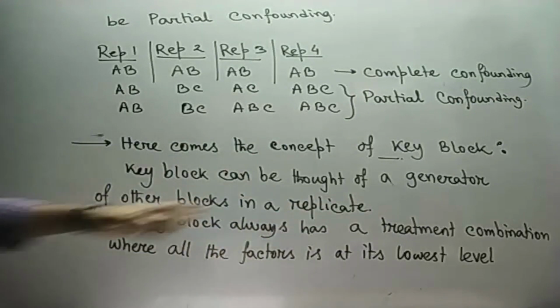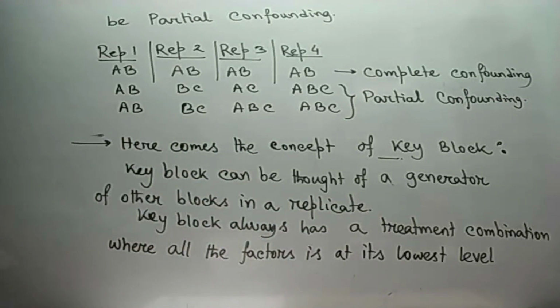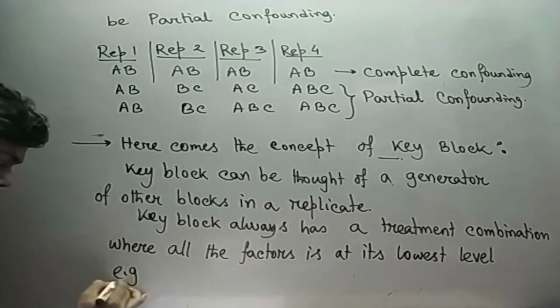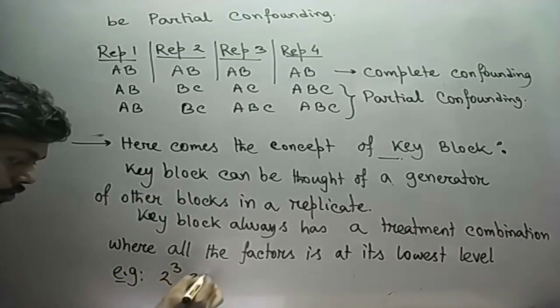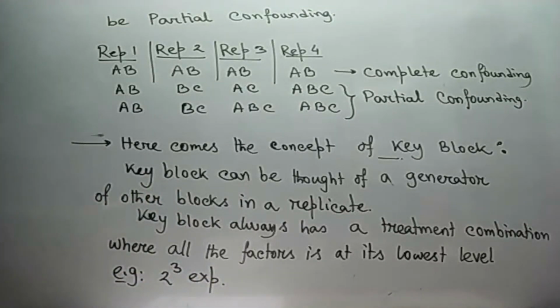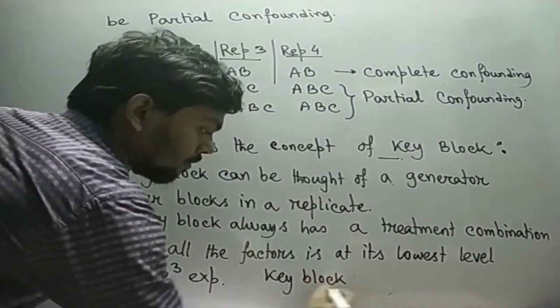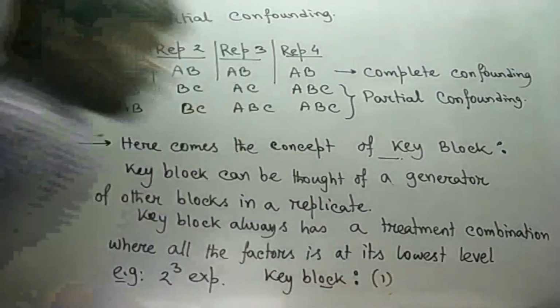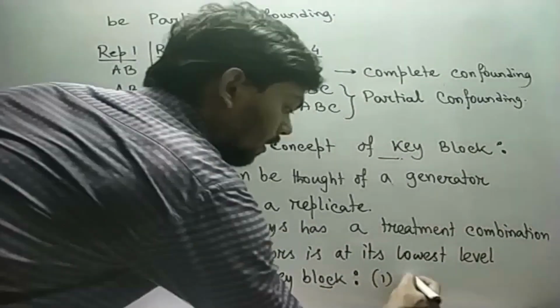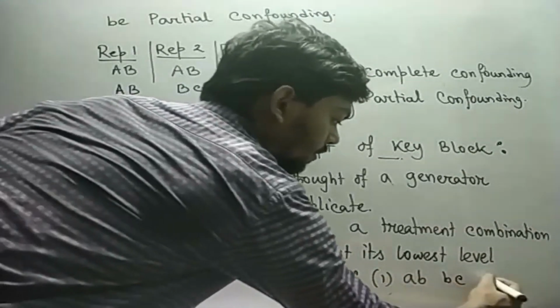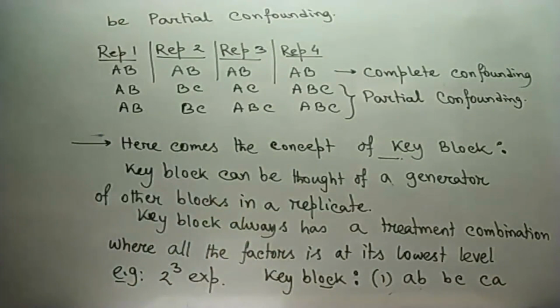So that's obviously a good point. And why? Let's say, for example, we have a 2 to the power 3 factorial experiment, and the key block is 1, then AB, BC and CA, suppose. So this is my key block.